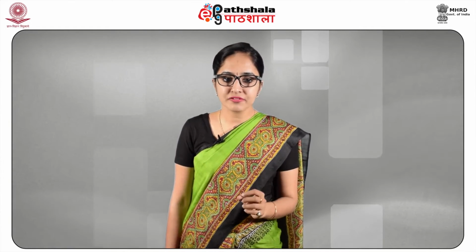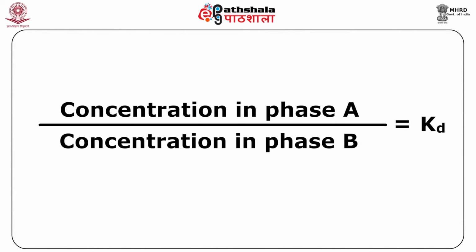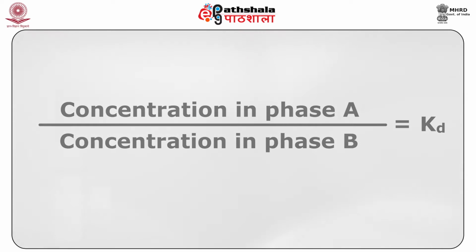The partition or distribution coefficient, denoted as Kd, is defined as the ratio of concentration of a compound in two phases at equilibrium. For two such immiscible phases A and B, the value for this coefficient is a constant at a given temperature and is given by the expression Kd is equal to the concentration in phase A divided by the concentration in phase B.